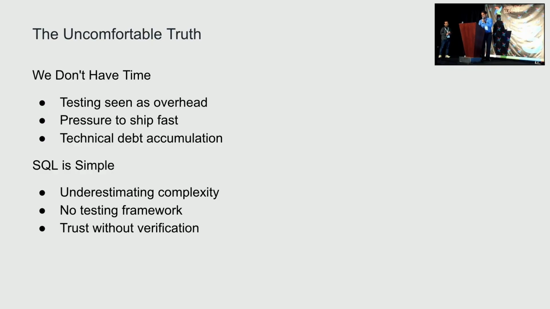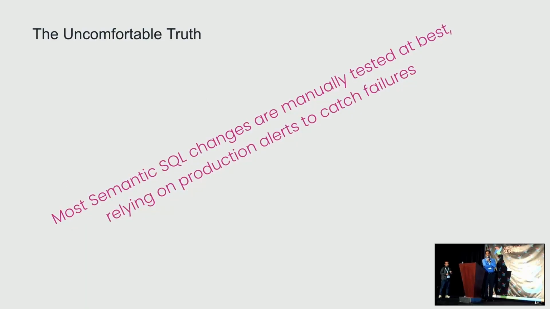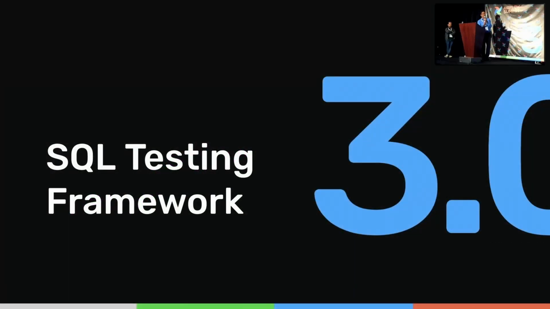Okay, and this is something I always like to call out. Most semantic SQL changes are manually tested at best, relying on production alerts. And by production alerts, I mean data quality operators or some kind of data quality check, post-production checks, and those are always costly. Like the example we have seen in Facebook, video view metrics were overstated. It was there in production for 2 years, and then somebody reported it, and that kind of leads to some introspection internally, like why it happened. Okay, so hopefully I'm able to convince you that SQL, even though it's simple, requires some love, some testing.